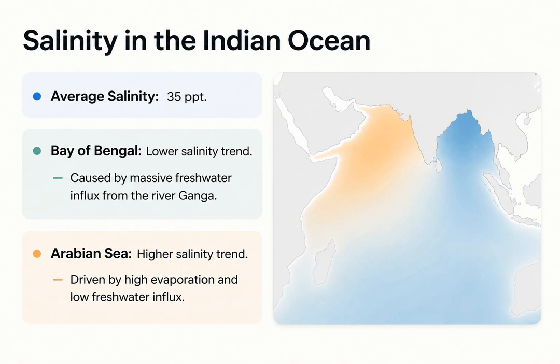Moving to the Indian Ocean, the average salinity is slightly lower, at 35. What is fascinating here is the stark contrast between its eastern and western branches. In the Bay of Bengal, we observe a distinct low salinity trend. This is primarily due to the massive influx of fresh river water, most notably from the mighty river Ganga. On the contrary, the Arabian Sea on the western side shows much higher salinity. This region experiences high rates of evaporation and receives a comparatively low influx of fresh water from rivers, leading to a higher concentration of dissolved salts.